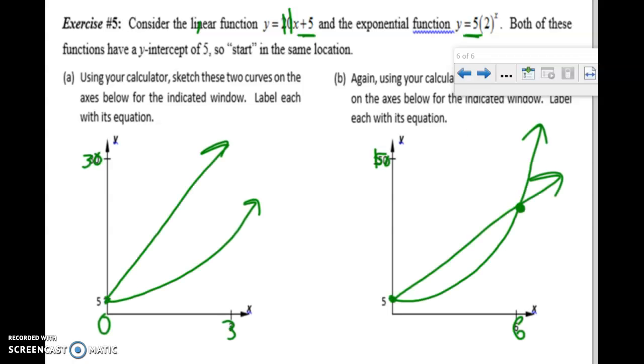So your linear function overtakes the exponential function, and right after that point where they meet, it's sayonara. That exponential function is going to continue to grow because it uses multiplication and not addition. All right.